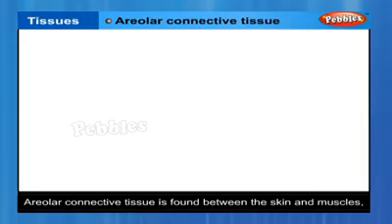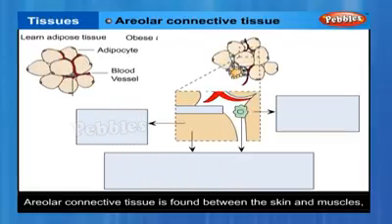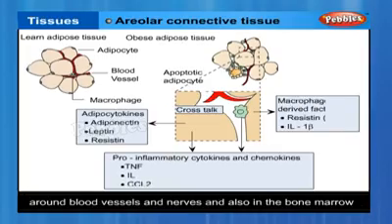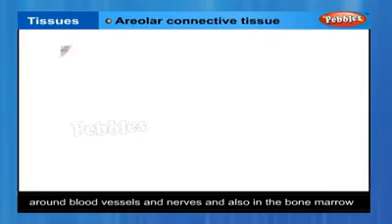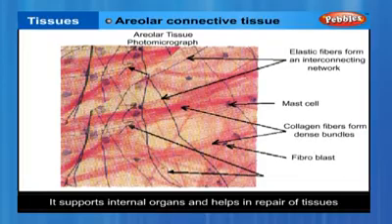Areolar connective tissue. Areolar connective tissue is found between the skin and muscles, around blood vessels and nerves, and in the bone marrow. It fills the space inside the organs, supports internal organs, and helps in repair of tissues.